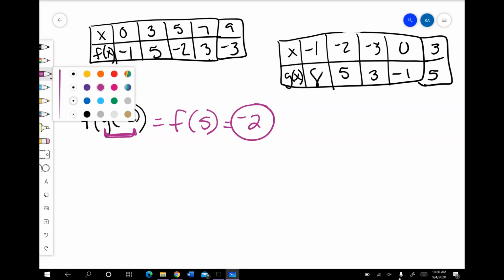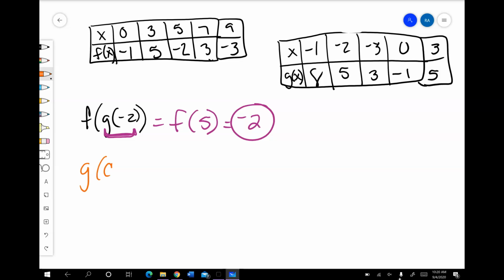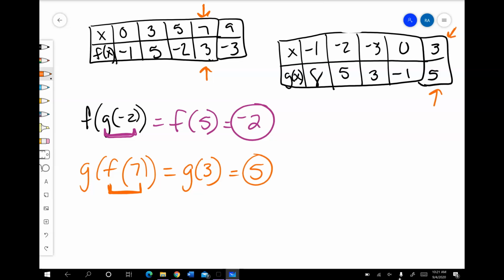Okay? All right, so now let's do g of f of 7. Okay, so first I need to find f of 7. f of 7's right here, which is 3. So now I'm looking for g of 3, which is right here. And so my final answer is 5.